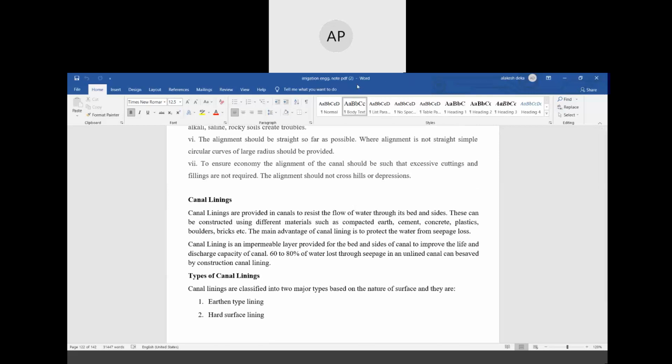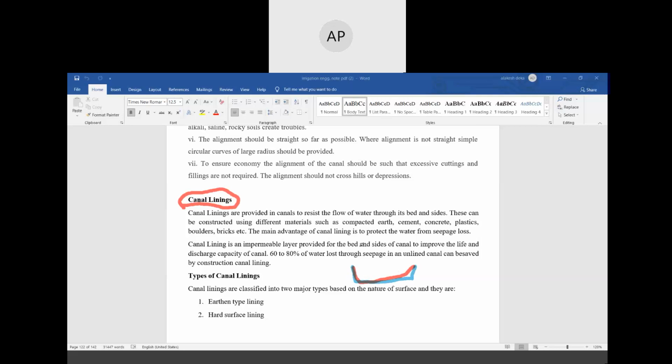So next is your canal lining. One most important topic in irrigation engineering is your canal lining. So what is canal lining? Canal linings are provided in canals. That means suppose this is your canal, on the sides you have to line the canal. Some coatings are given along the sides of the canal. That is your canal lining.